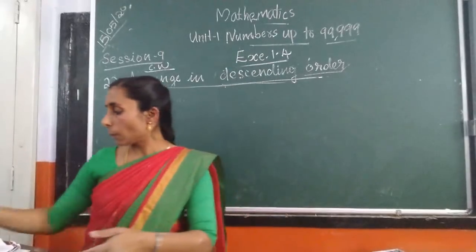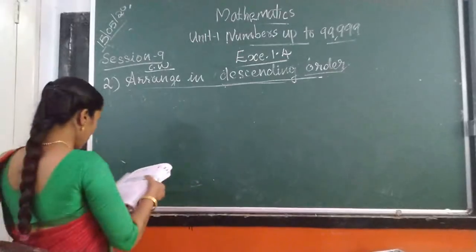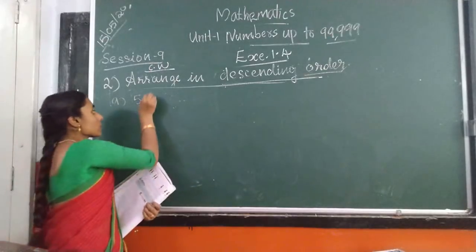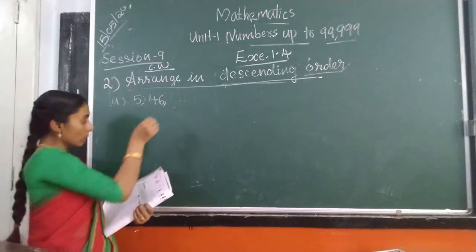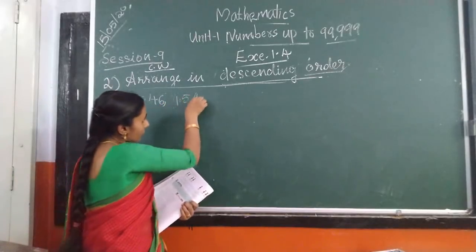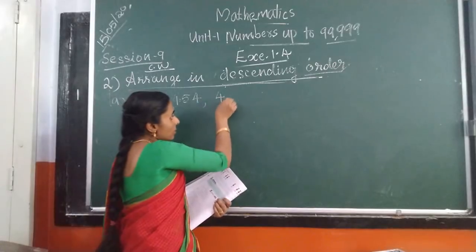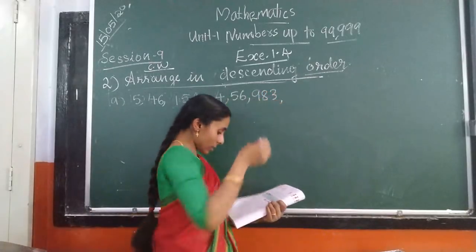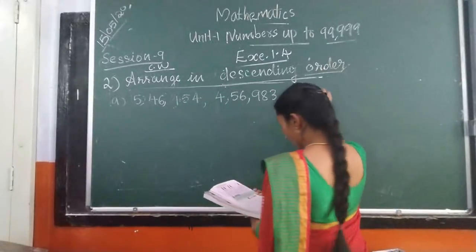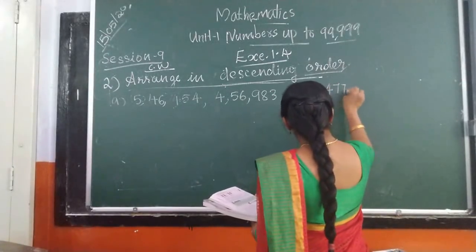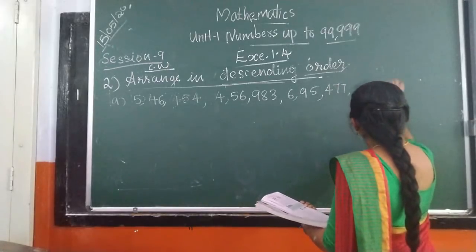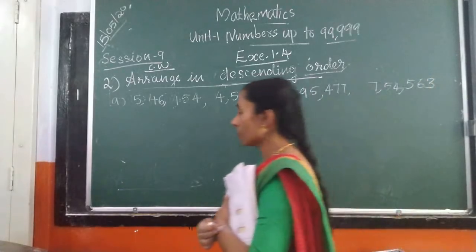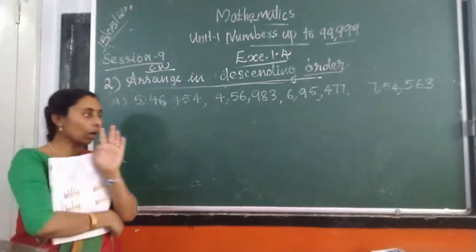Here. First one, 5,46,454. Second number, 4,56,983. Next number, 6,95,477. Next one, 7,54,563.